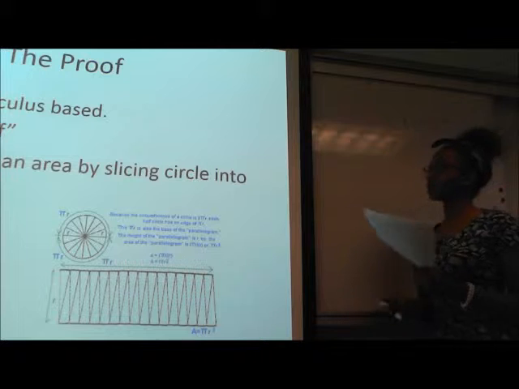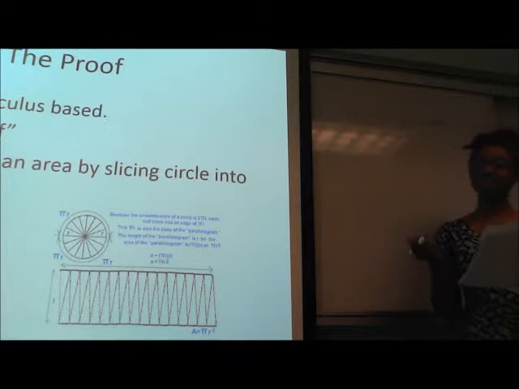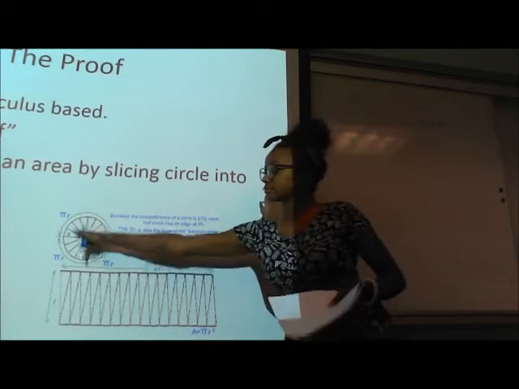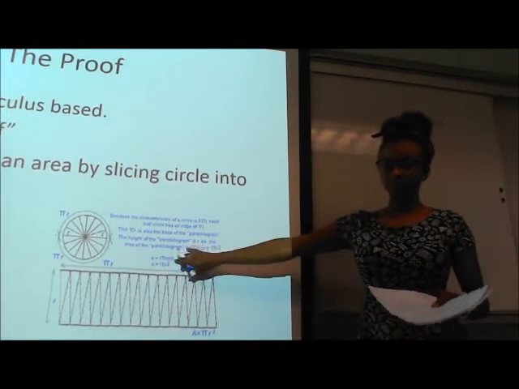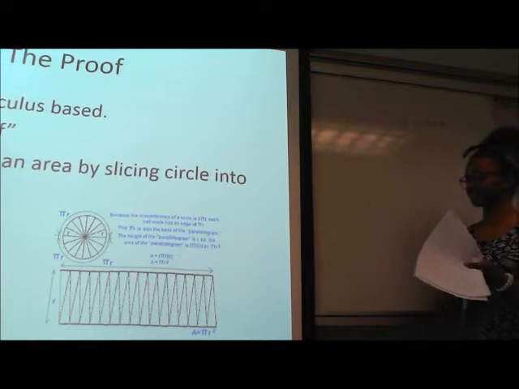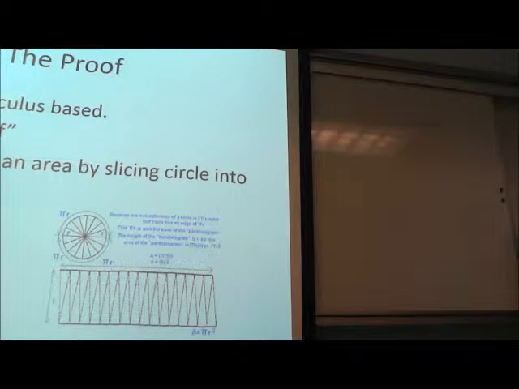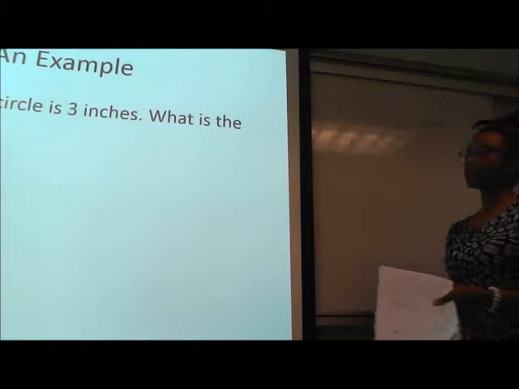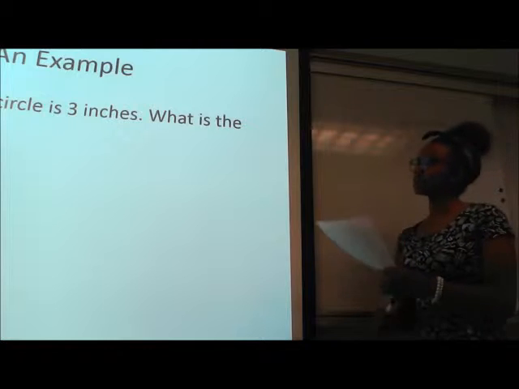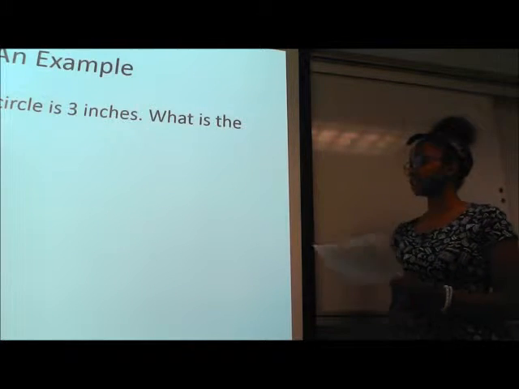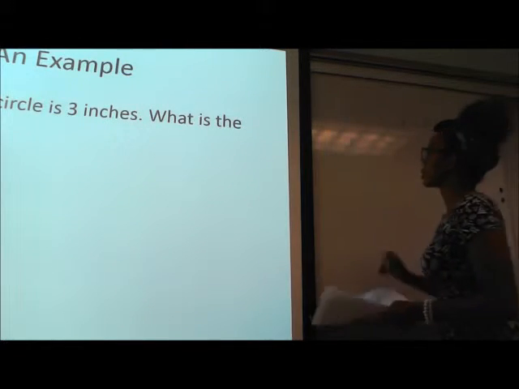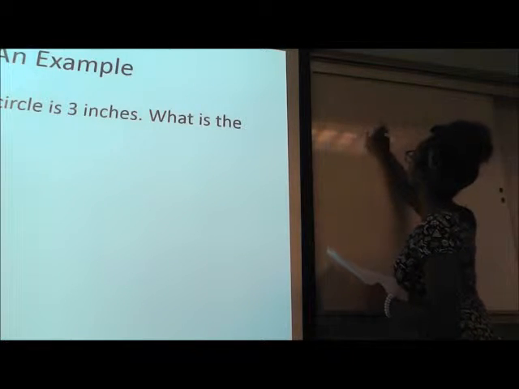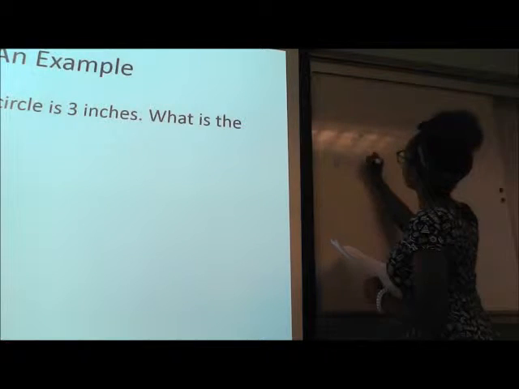All right, so an example of finding the area of a circle. The radius of a circle is 3 inches. What is the area? So we know the radius is 3 inches. Your area equals pi times r squared. So you break down the problem, which would be 3.14 times 3 times 3.